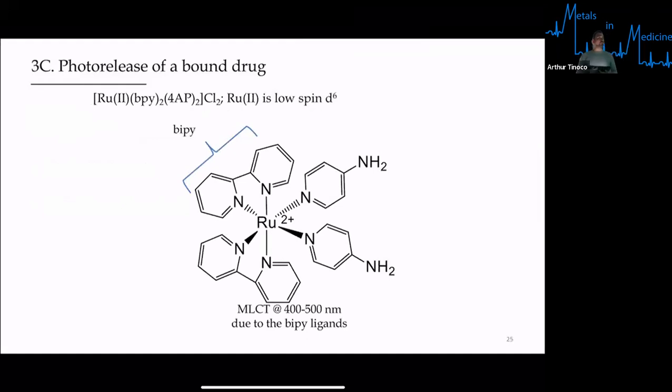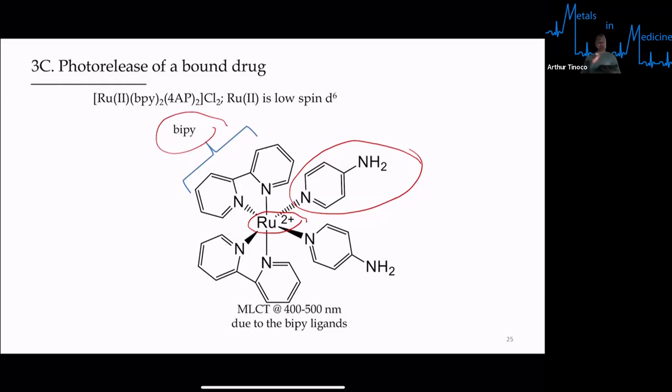So here we have a ruthenium compound, oxidation state of 2+, that's low spin d6. So here the coordination to satisfy this, bipy is a commonly used ligand, but here this is the molecule of interest, right? So that's monodentate. You have two of them coordinated to the ruthenium. Here, the important property is this metal ligand charge transfer between 400 and 500 nanometers. That's actually facilitated by the bipy interacting with the metal center.